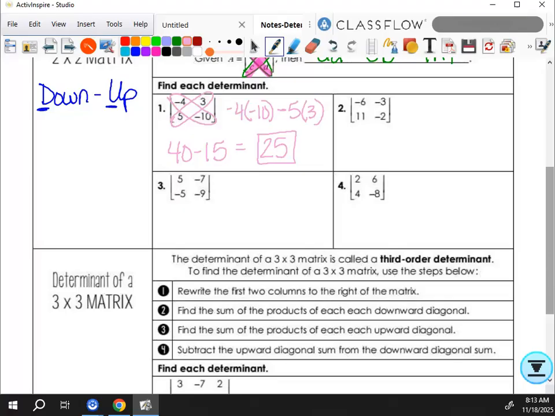Easy enough? So here, down, -6 times -2 is a +12, minus 11 times -3, that's -33. So that becomes plus a positive, and you get 45. Okay, you do the next two if you haven't done so already.